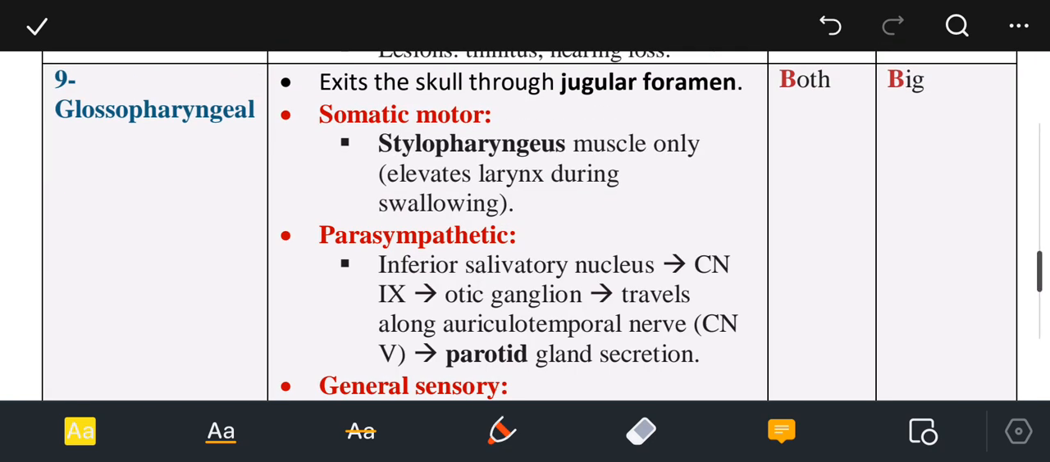The next nerve is the glossopharyngeal nerve. The glossopharyngeal nerve is also a mixed nerve. It exits the skull through the jugular foramen. The somatic motor supply is to the stylopharyngeus muscle, which only elevates the larynx during swallowing.